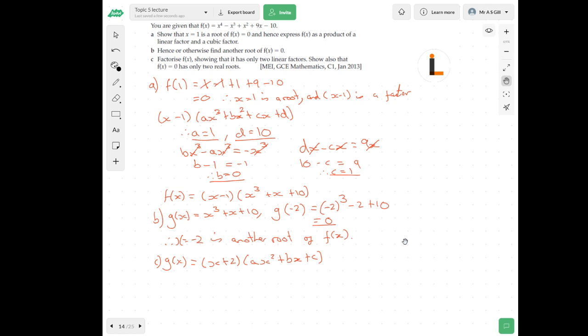So have a go at working out the values of a, b and c there, and then I'll write up the solution in about half a minute's time.